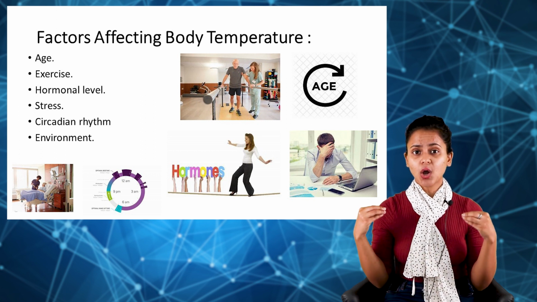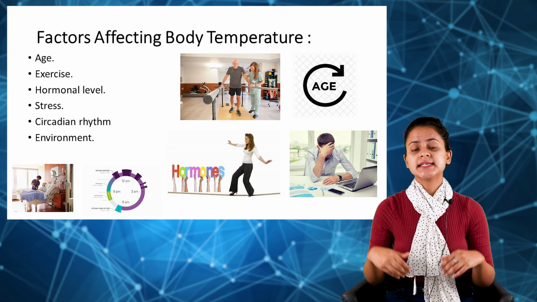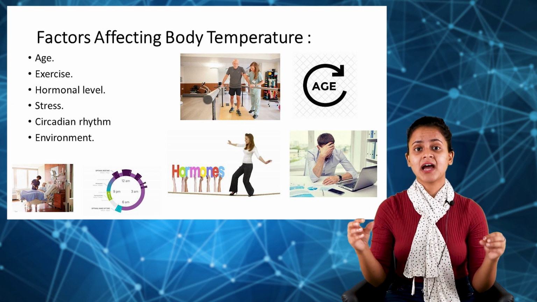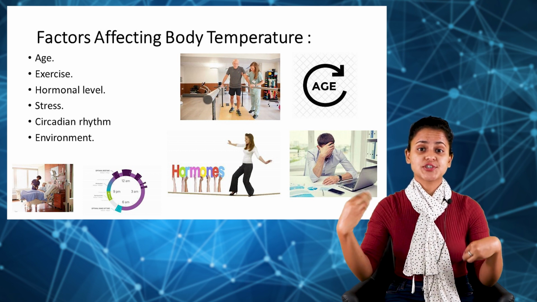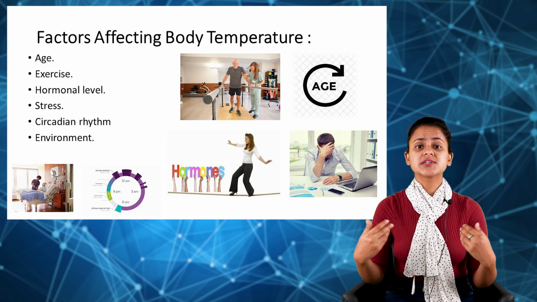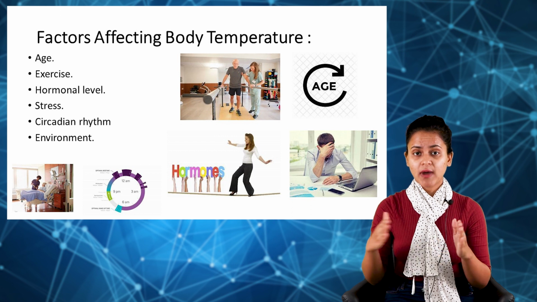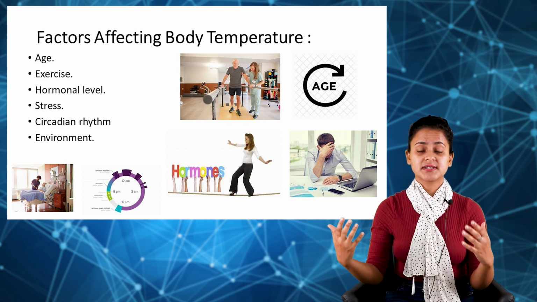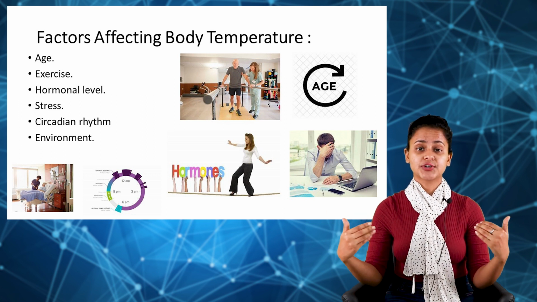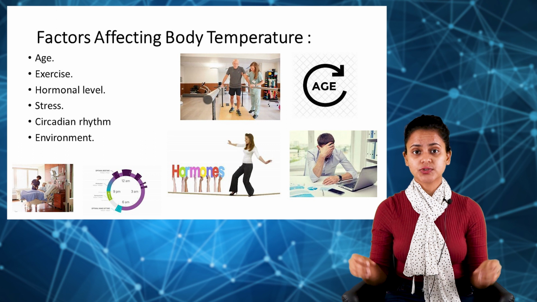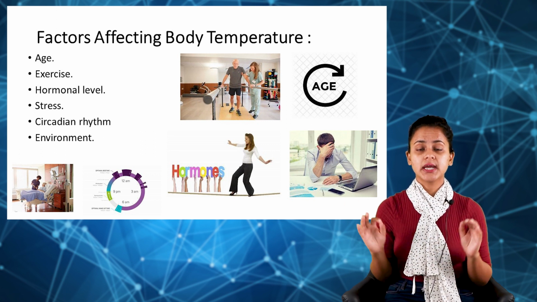Now the environment can be internal or external. Sometimes you are going to see that if a client is having some effect internally, maybe a certain disease or a digestion process going on, a person is more likely to have a bit of increased body temperature. Whereas externally, suppose a person is exposed to a very hot environment, they are more likely to develop increased body temperature. That is how all these factors affect the regulation of the body temperature.